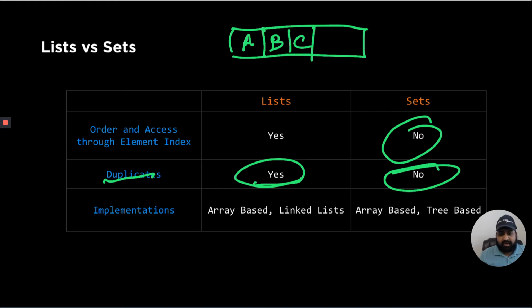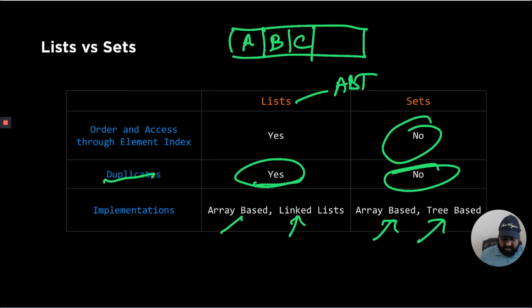Finally, when we talk about implementations, we discussed that list ADTs, which we discussed in our second week, can be implemented by arrays or by linked lists. And when we talked about linked lists, there were different ways that you can implement linked lists that include single, double, circular, and so on. Sets are typically implemented in two broad categories. The first one is array-based set, and the second one is tree-based set.